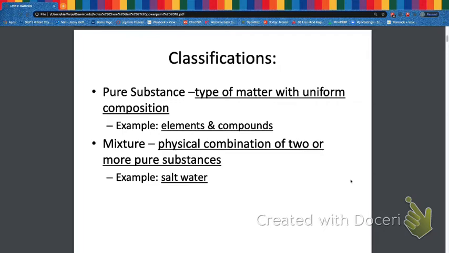So pure substances have a fixed ratio. When we talk about water, it's not like you can make water and have it be H3O or H2O4. It doesn't work that way. It's a fixed composition. Mixtures, on the other hand, can have any kind of ratio.